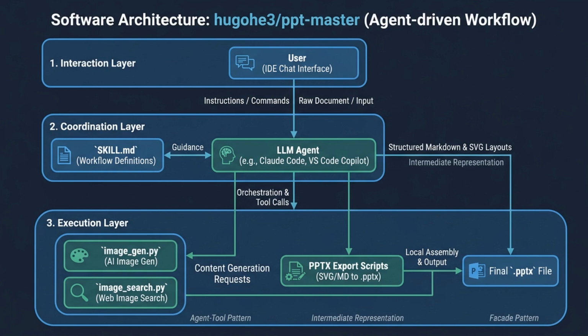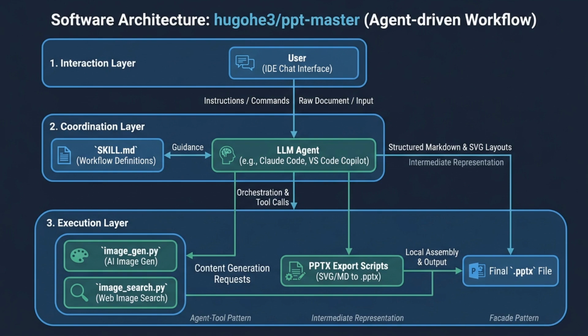So, how does it work under the hood? The project's design is built on an agent harness architecture. Think of ppt-master itself as the harness. It's a collection of powerful Python scripts. This harness is then directed by an AI agent, like Claude or GPT, which operates inside an AI integrated development environment like Cursor or VS Code. The user simply provides instructions to the AI, and the AI orchestrates the scripts to do the work.